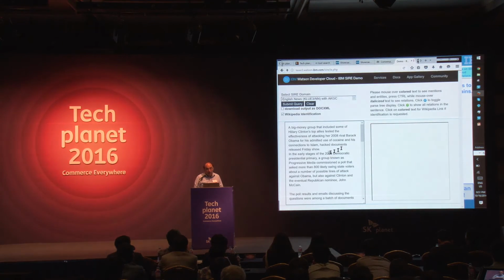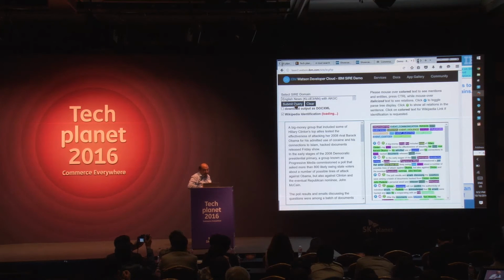So I picked a news story from the news. This is about the hacked email of Hillary Clinton. And this model is a news-oriented model. So we're going to process this story. I apologize because of the resolution, I don't know how it's going to look. We'll see. It might be too much information. Okay, let me make it bigger.